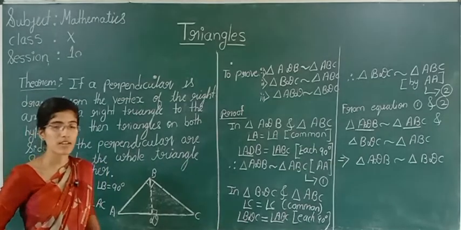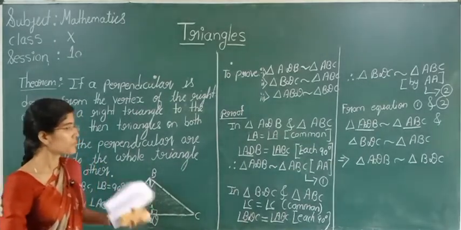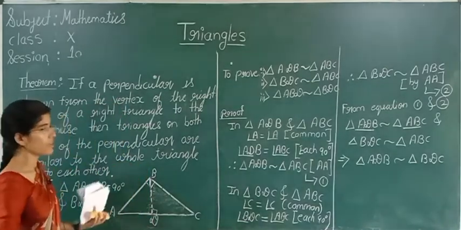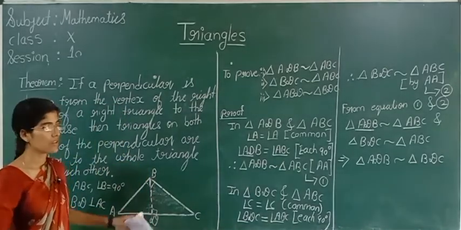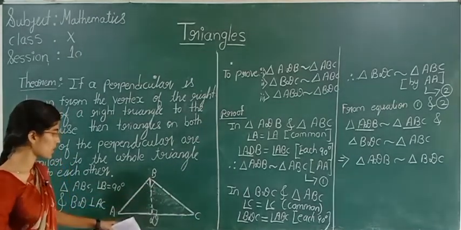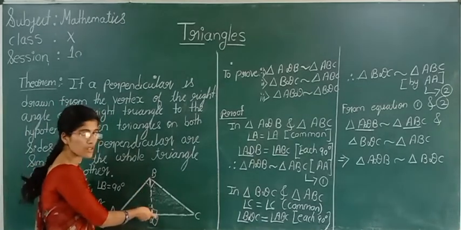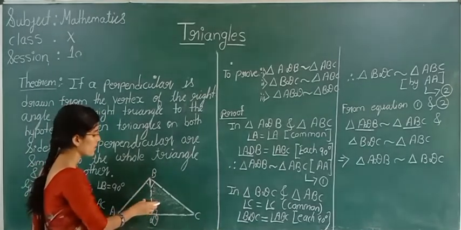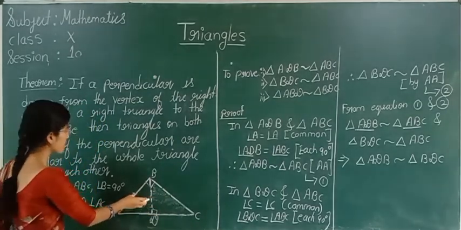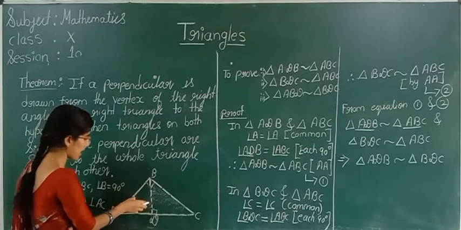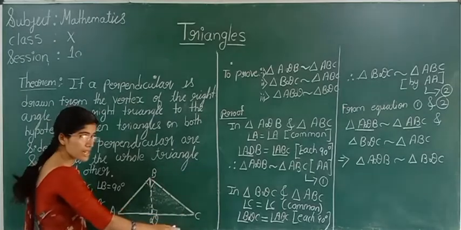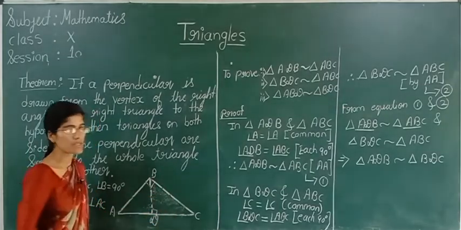So this is a very important result to prove the next theorem, that is the Pythagoras theorem. Okay, it is simple. If you take one right angle triangle, here angle B is 90 degrees. If you draw one perpendicular to the hypotenuse, then the triangles on the perpendicular are similar to the whole triangle, that is triangle ADB is similar to triangle ABC, and this small triangle is similar to the big triangle. Again these two triangles are similar.